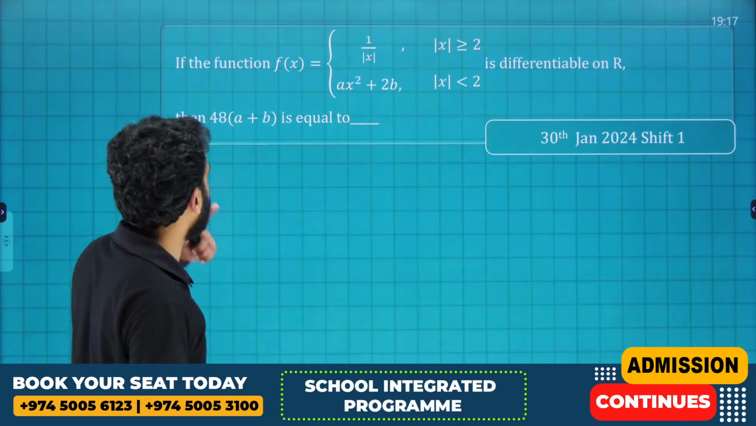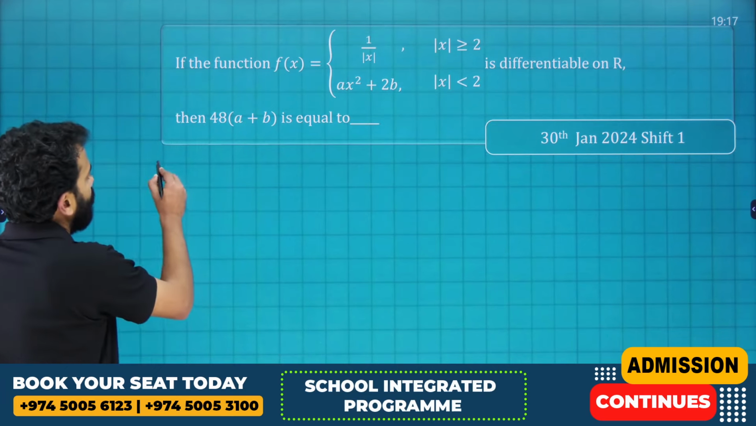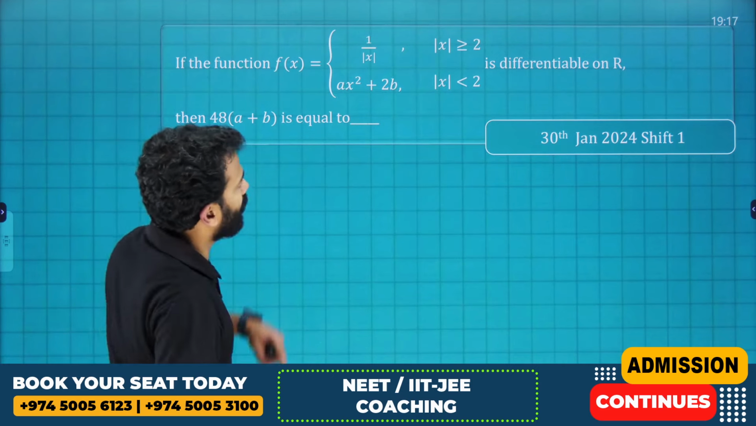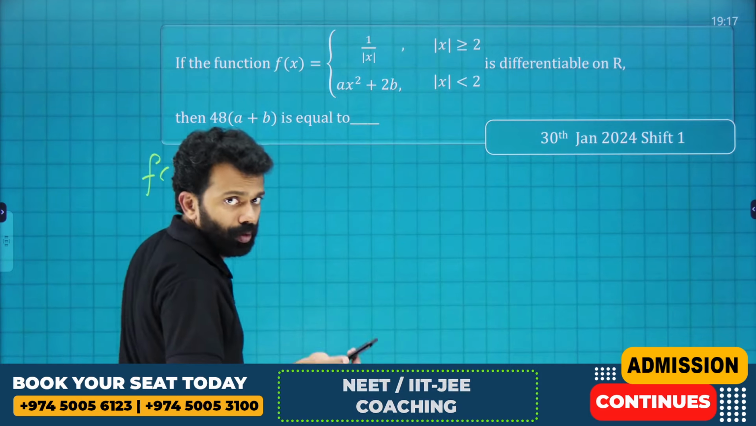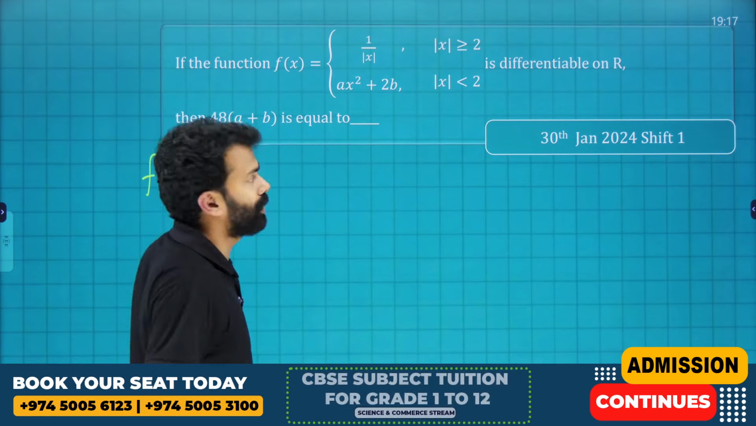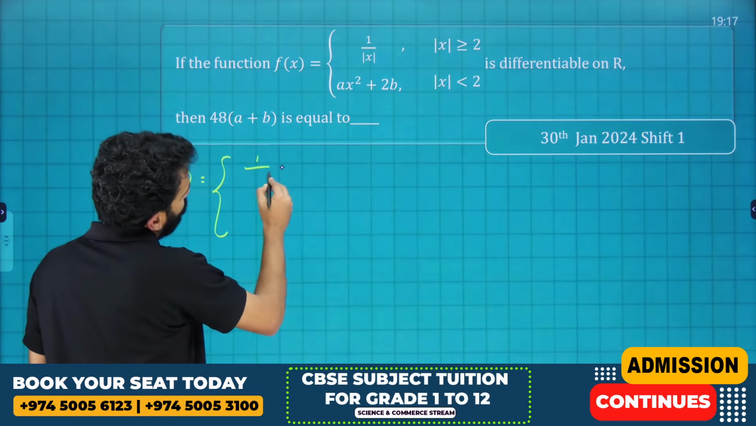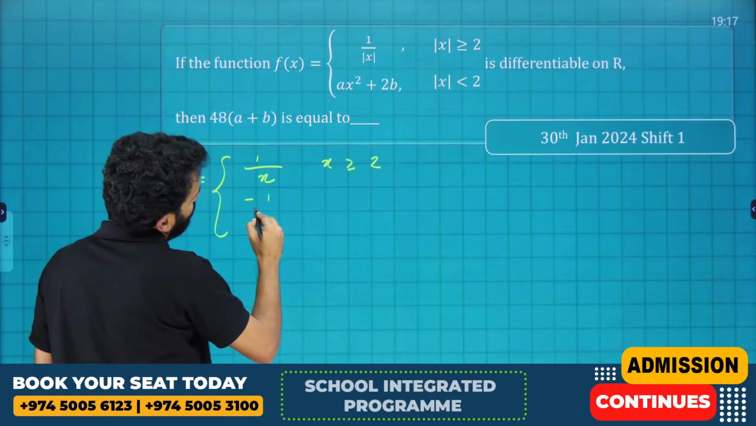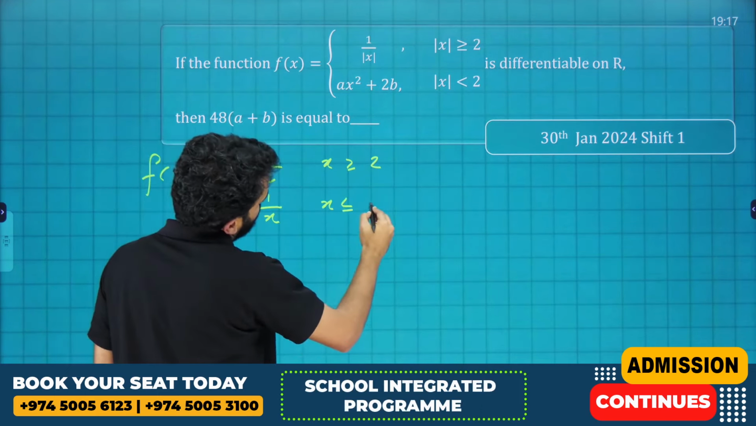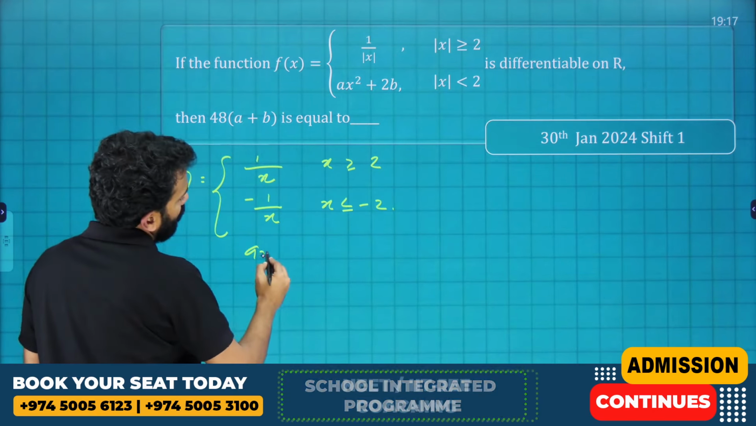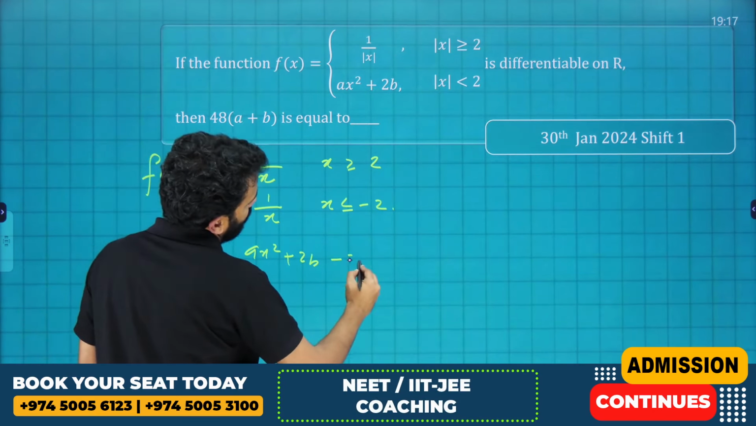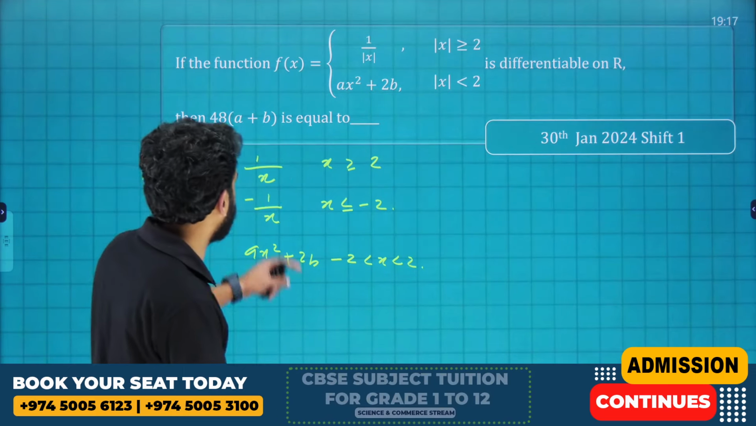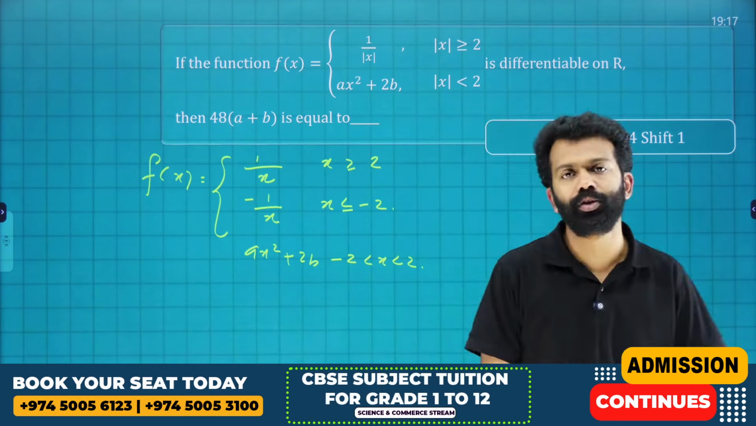Let's formulate it first. Therefore, f of x is equal to: mod x greater than or equal to 2 means x is greater than or equal to 2 or x is less than or equal to minus 2. Therefore it will be 1 by x where x is greater than or equal to 2, and minus 1 by x when x is less than or equal to minus 2, and ax squared plus 2b where minus 2 is less than x less than 2. They have mentioned that it is differentiable on R, which means it is continuous on R also.